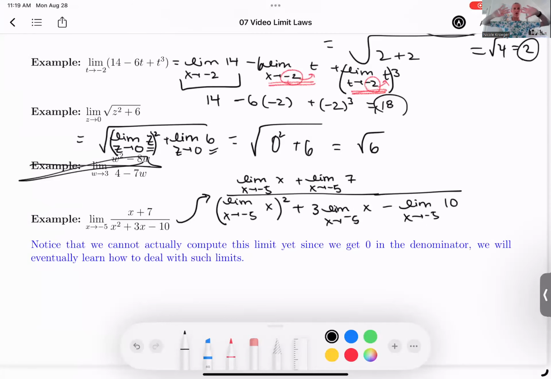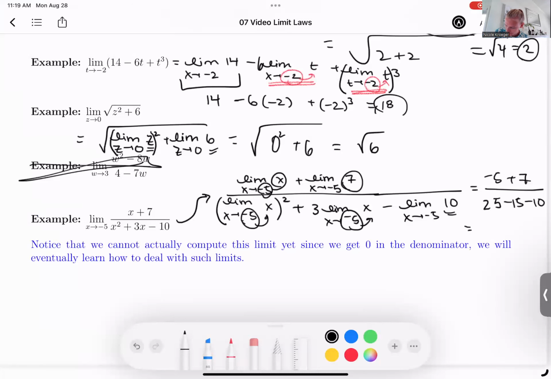And I'm okay if you skip those few steps, like combine steps into one and just jump straight to here. This is okay. So now we plug the -5 in for x, we get -5 out. The 7 is a constant, so we get a 7 out. We plug the -5 in for x, so we get -5 squared, which is 25. We plug in the -5, so we get 3 times -5, which is -15, and then the 10 is a constant, so we get -10.